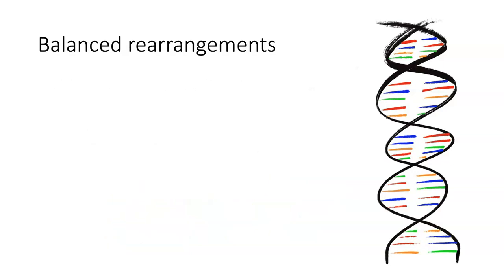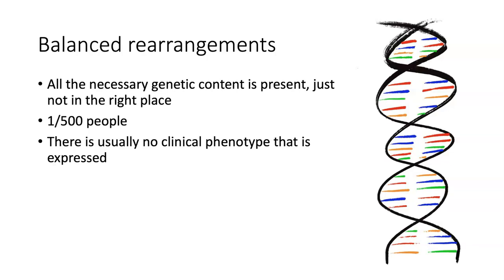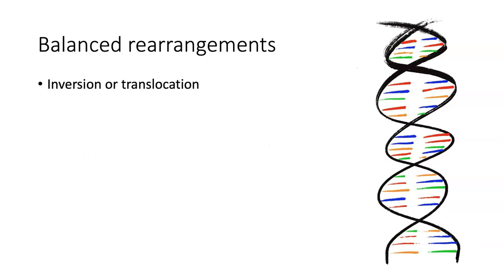A balanced structural rearrangement is when all the necessary genetic content is present, just not in the right place. Most balanced structural rearrangements will have 46 chromosomes. Balanced rearrangements are common in as many as 1 in 500 people, and usually don't result in a phenotype because all the genetic information is accounted for. Balanced rearrangements can be due either to inversions or translocations.